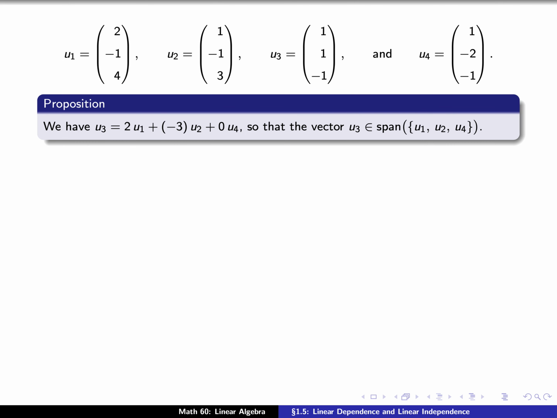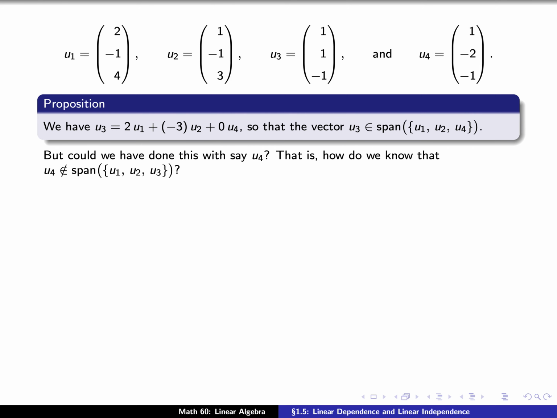As we just mentioned, u sub 3 is a linear combination of the other three vectors, u sub 1, u sub 2, and u sub 4. But could we have done the same thing with the vector u sub 4? That is, how do we know that u sub 4 is not in the span of the first three, u sub 1, u sub 2, and u sub 3?